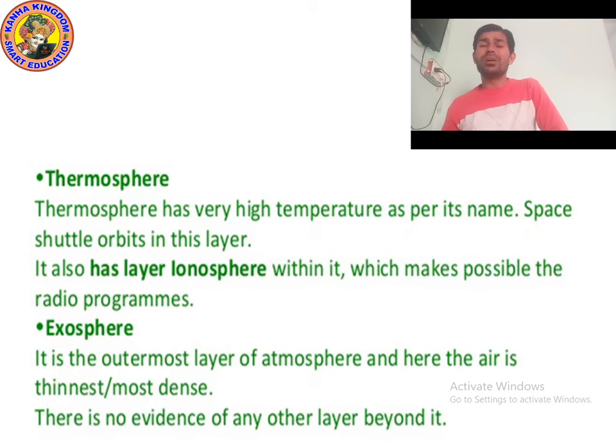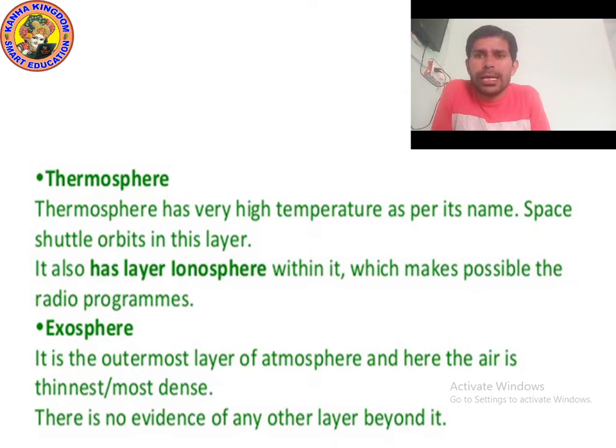And there is one more layer present in thermosphere, which is known as ionosphere. Yes, it also has a layer which is called ionosphere, which makes possible the radio programs. Okay. And the temperature is very high because this layer is near the sun. The sunlight is more in this area, okay.